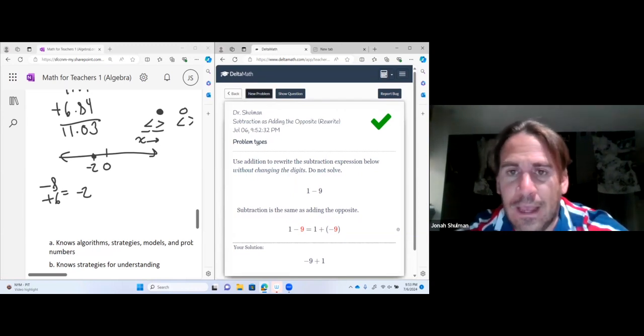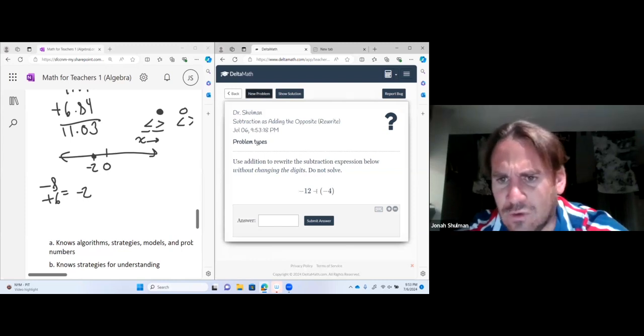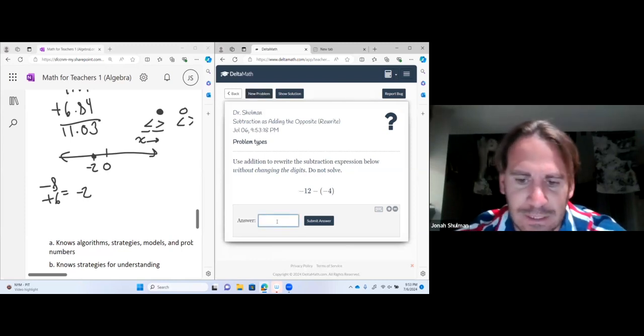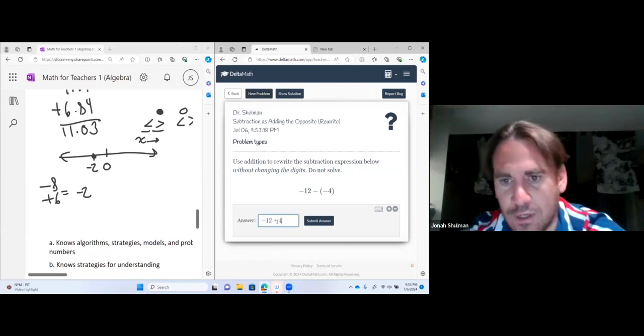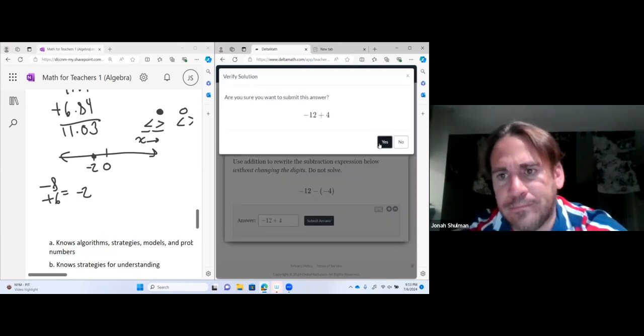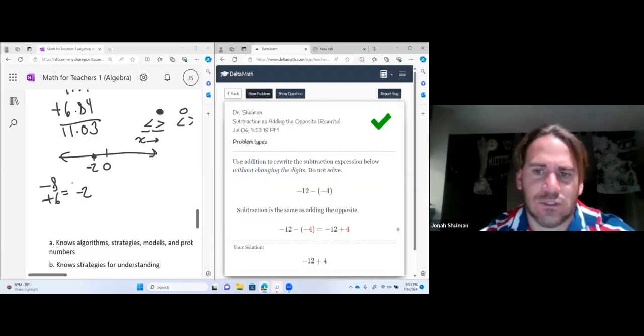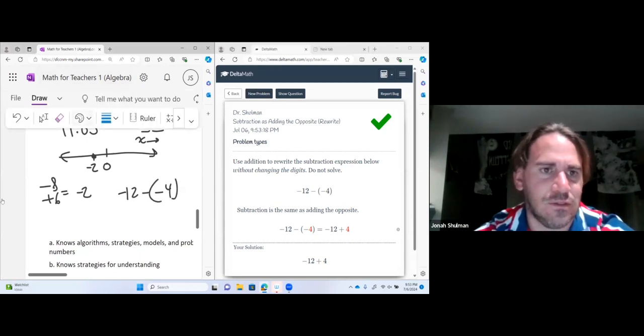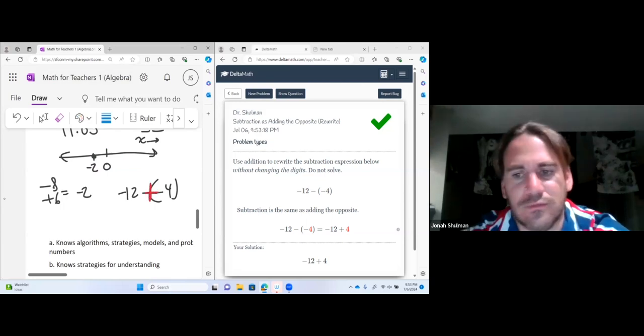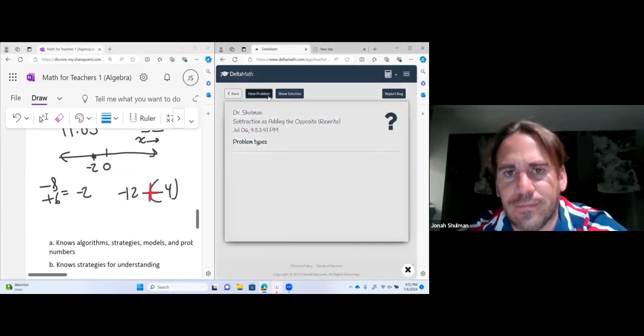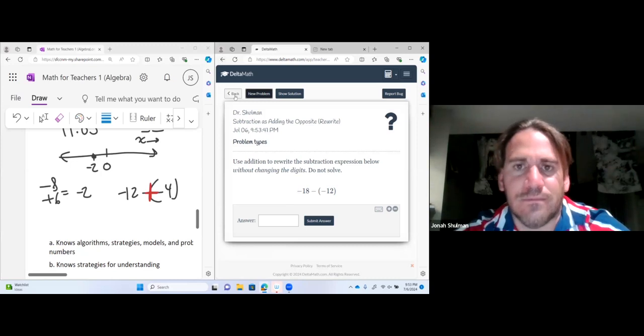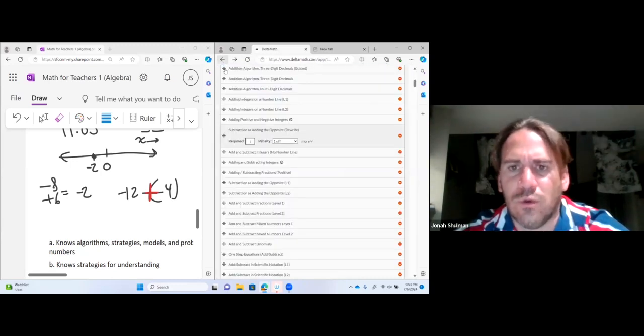And so I'll do another problem. So let's do a new problem. -12 minus a -4. So this is the same thing as -12 plus 4. I always show my students when it's a -12 minus a -4 that they can take this and just make it a positive. And the same thing here. Cool. All right, let's try another one.